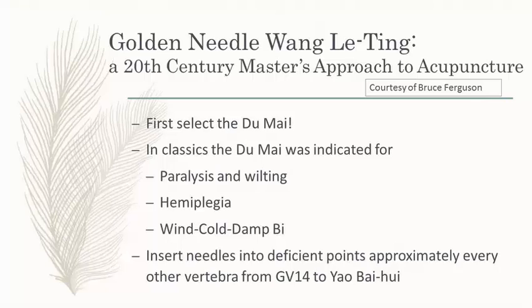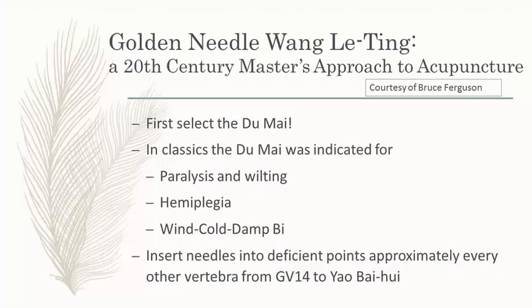And basically it's very simple: you just insert needles into deficient points approximately every other vertebra from governing vessel 14 to Yaoyangguan, at the lumbosacral joint. It's very simple to do. I have employed this, and it works very nicely. It's very easy to employ. I tend to palpate for the deficient points. Some people will just put in needles every other vertebra. Either way works, and it is a very nice and very simple technique to use.